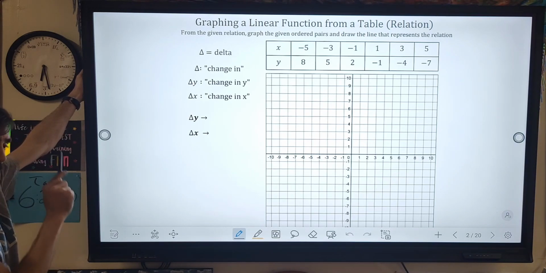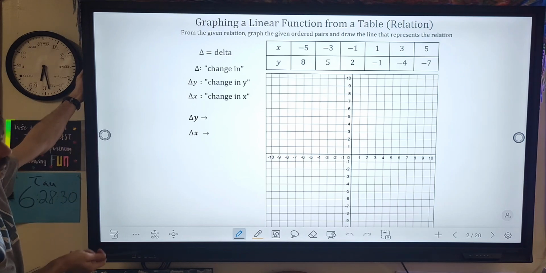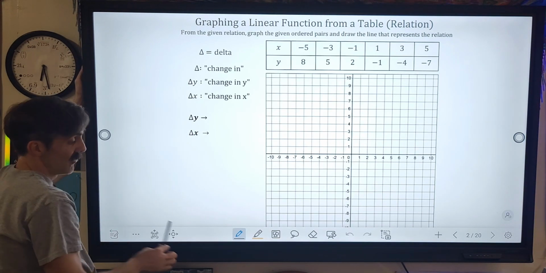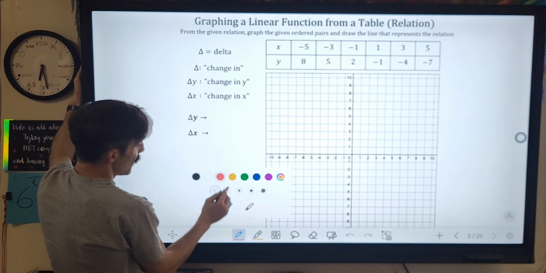We're going to notice the way that these dots are going. That's going to show us whether they're increasing or decreasing. And then based off that, we're going to be able to understand how the y values change and the x values change. All right, so first thing we want to do is get some ordered pairs.